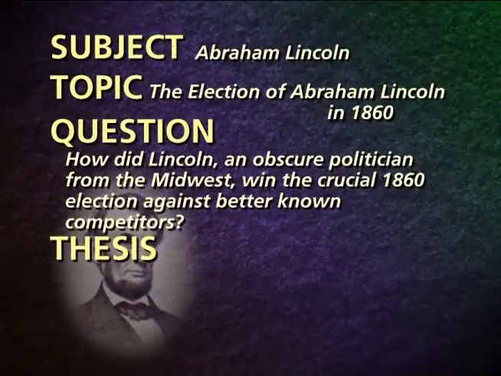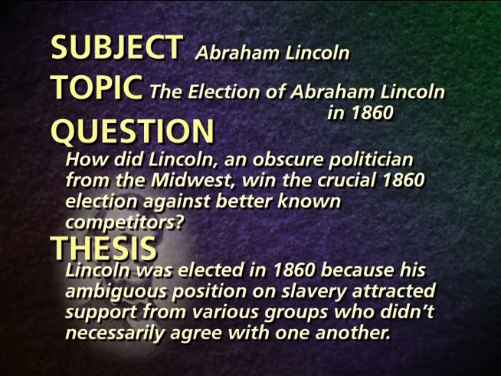Here's an example of a thesis that you might come up with for the topic of Lincoln and the election of 1860. The thesis might go something like this: Lincoln was elected in 1860 because his ambiguous position on slavery attracted support from various groups who didn't necessarily agree with one another. We're saying here that Lincoln's position on slavery was ambiguous. In other words, it wasn't totally clear. He was somewhat opposed to slavery. He didn't believe in emancipating or freeing the slaves immediately. He did not want to antagonize the Southern slaveholders unnecessarily. So there was quite a bit of ambiguity about exactly what Lincoln stood for.